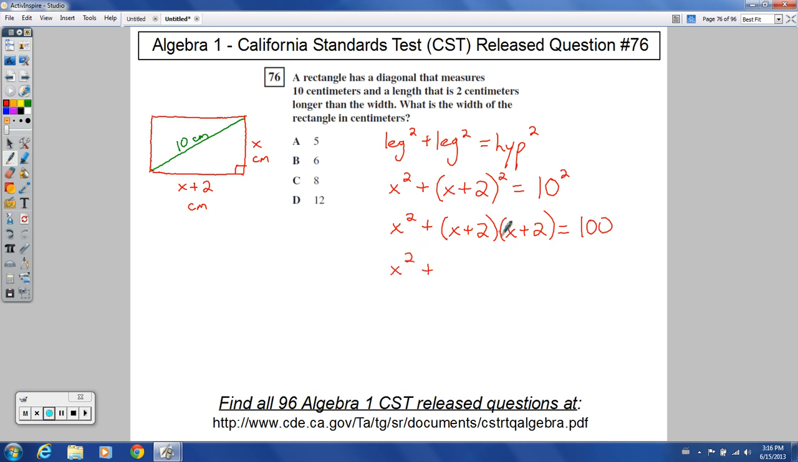But this, if you FOIL it out, you would have x squared. That'd be first. And then inside and outside would both be 2x. So plus 2x, and then last would be 2 times 2, 4.